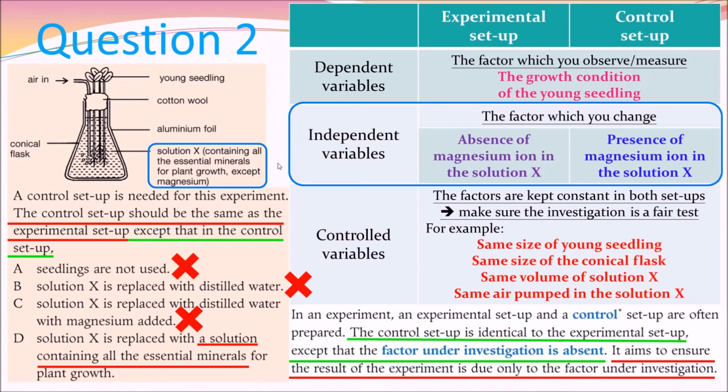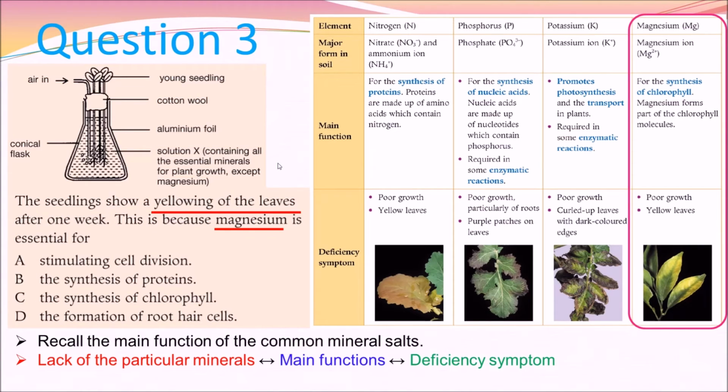So that's question 2. And then for question 3, it's very easy, because you can just refer to the book and you will know the answer. The seedlings show a yellowing of leaves after 1 week. It is because magnesium is essential for A, B, C, D. So you just find the answer from the textbook. It's a very, very easy question.